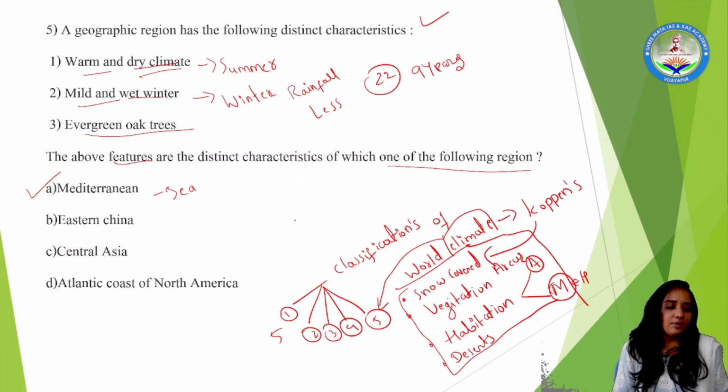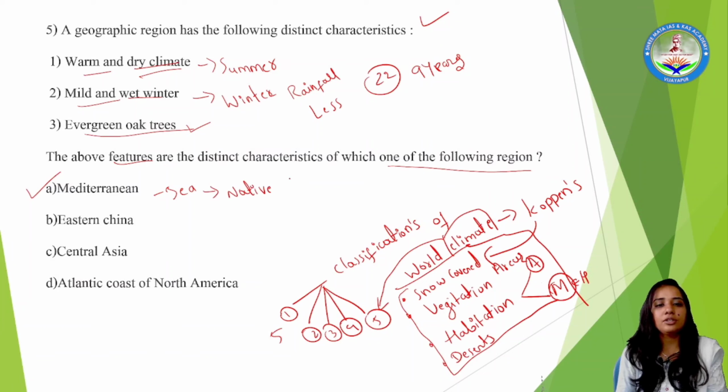Rainfall will be less, and again here you can see the presence of evergreen oak trees. This is again oak trees. Evergreen oak trees are actually native to the Mediterranean region. What does native mean? It means they had their growth there. Oak kinds of trees can grow in similar climates wherever present.